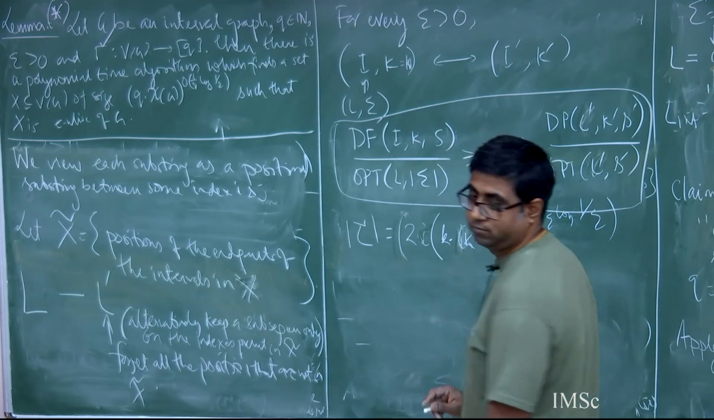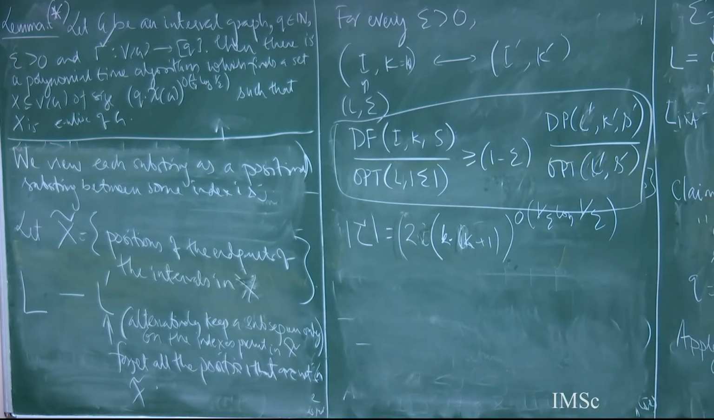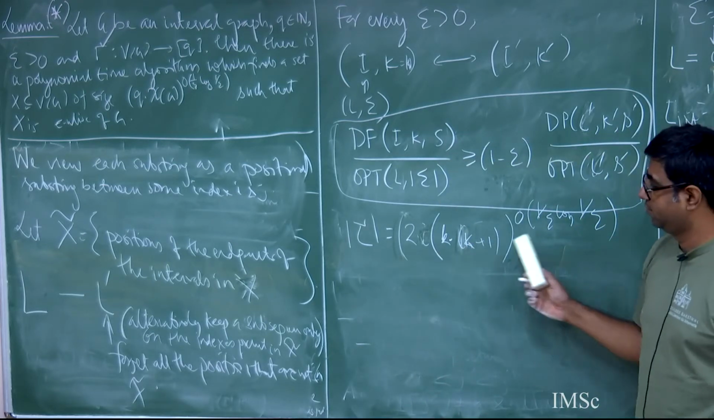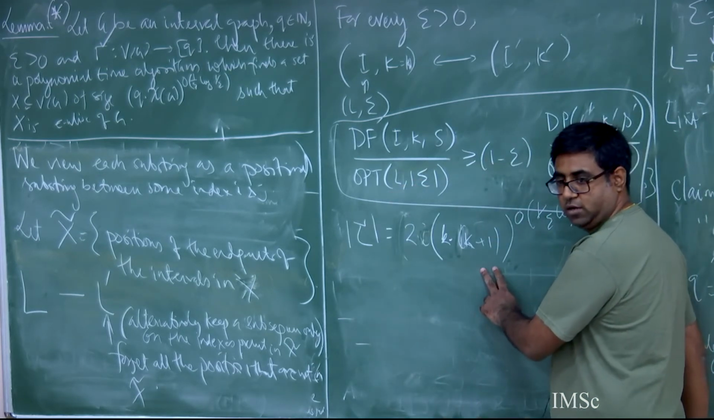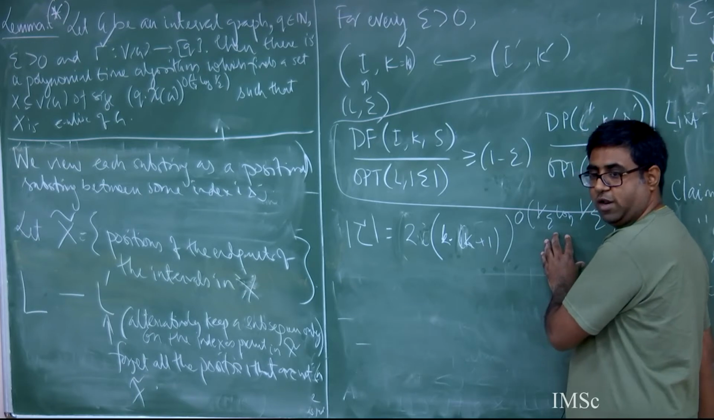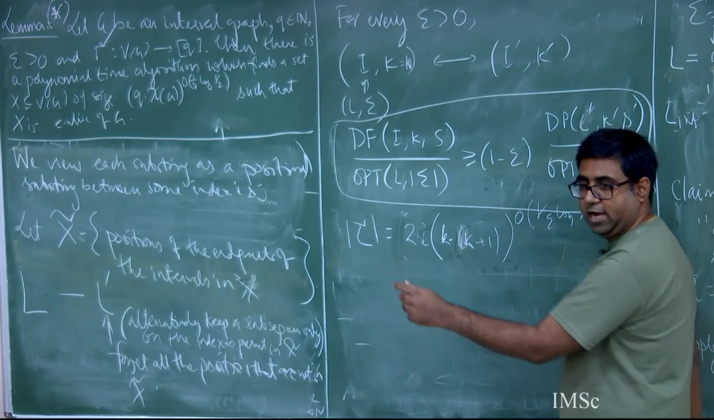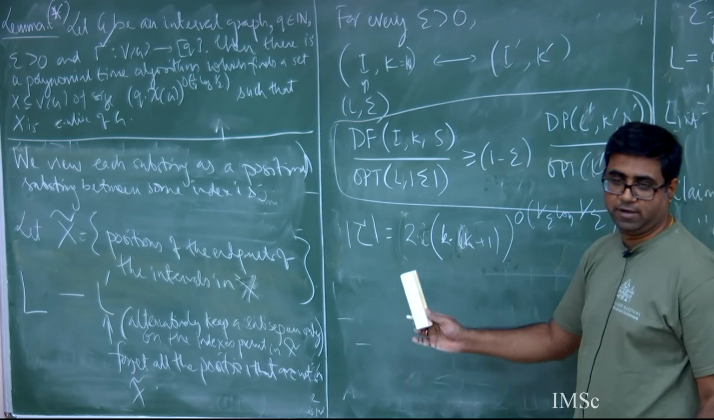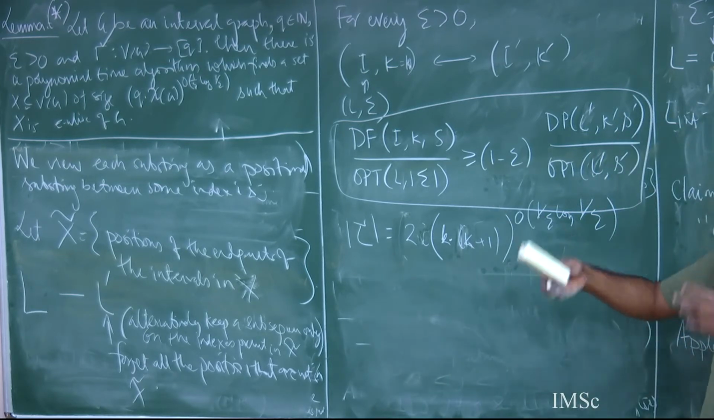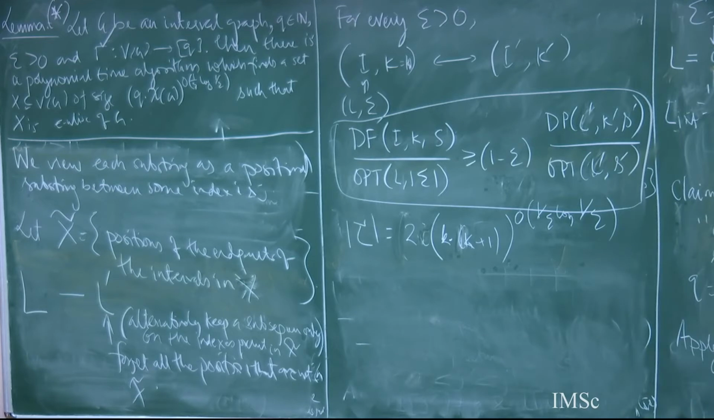Because what is the size of X? This is the size of X. Size of X is K into K plus 1 times big O of 1 over epsilon, and L tilde we might have kept both endpoints, right? So 2 times that, which is still big O of all this, so we are fine. So I have given you the reduction algorithm.